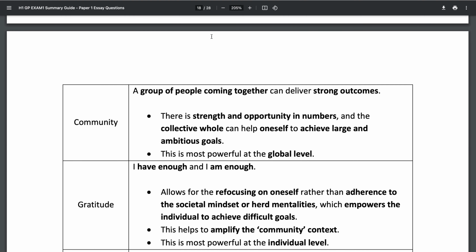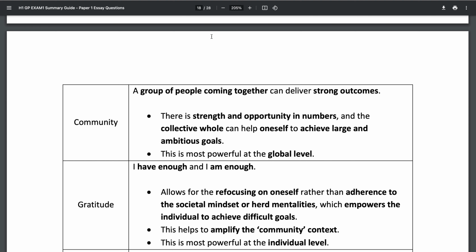Community is about a group of people coming together to deliver strong outcomes. There is inherently strength and opportunities in numbers. And so when I get a collective whole, I can actually help myself achieve larger, more ambitious goals. As an individual, I may not be enough, but that doesn't mean I can't solve anything. When I get people of the same mindset, who believe the same thing, there is a strength there.